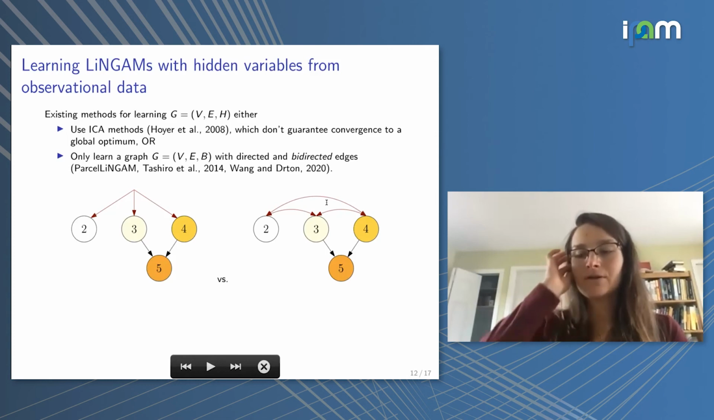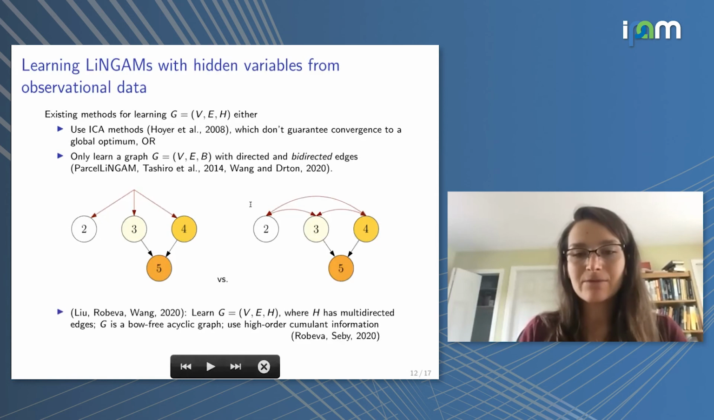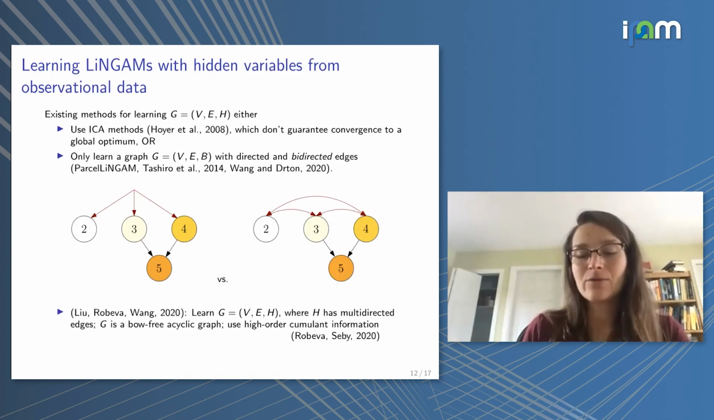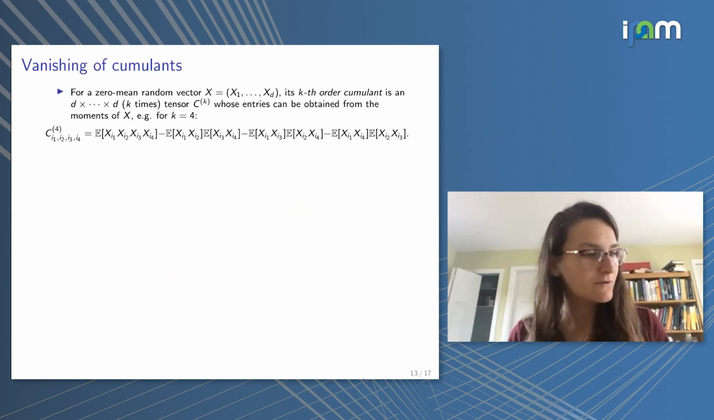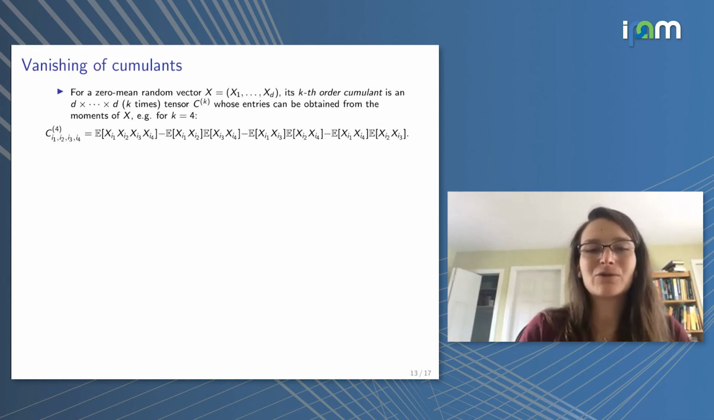Okay, so this is what people have been doing, and our contribution is to be able to actually learn the correct graph with multi-directed edges, and we're going to use high-order cumulant information to do that. Okay, so in the remainder of the talk, I will tell you about this. So let's see, in the last few minutes. Okay, so we're going to use cumulant information. So let me just tell you quickly what the cumulant is.